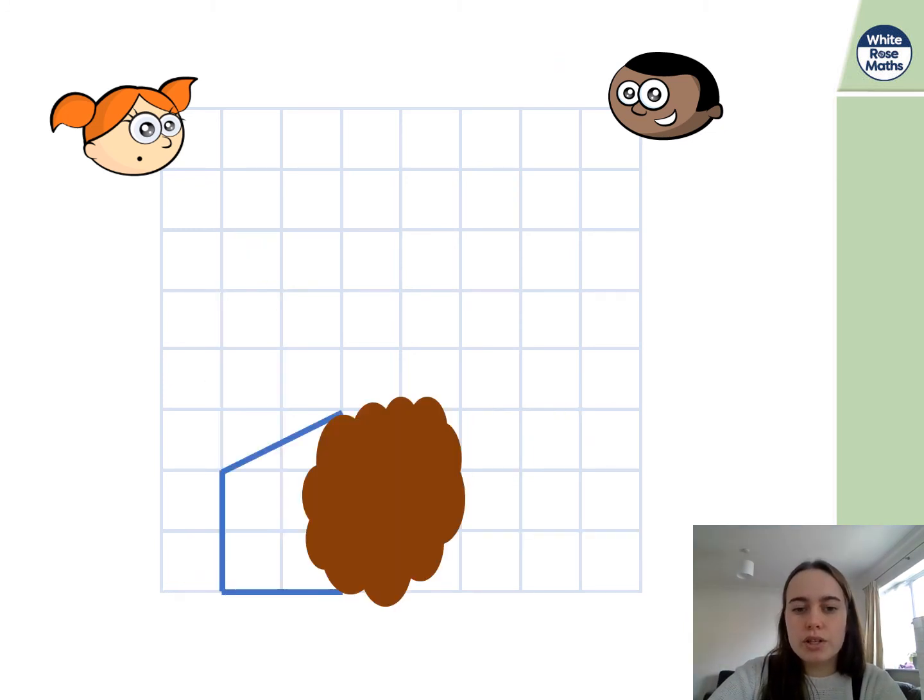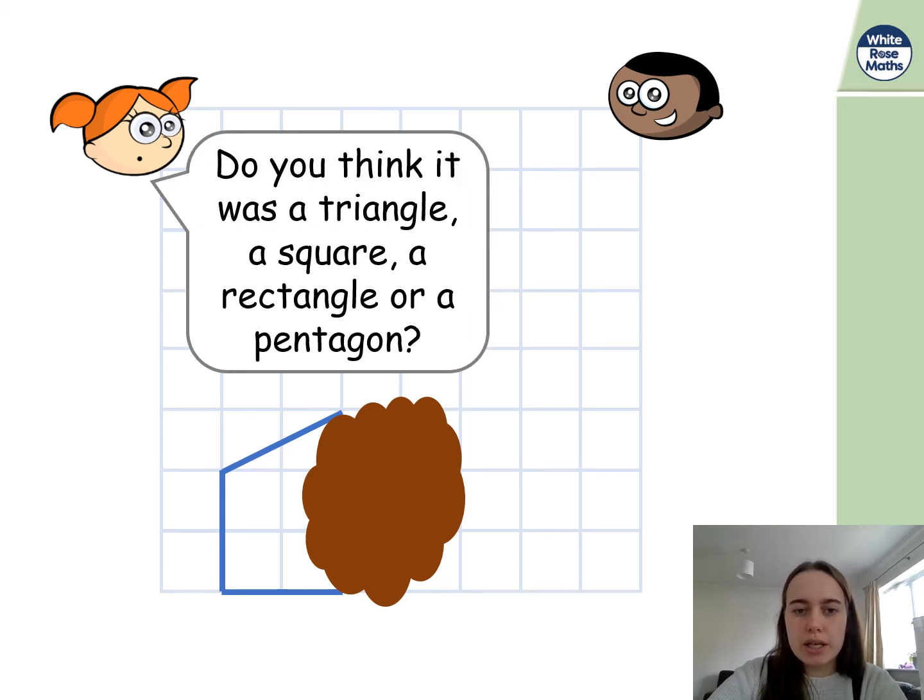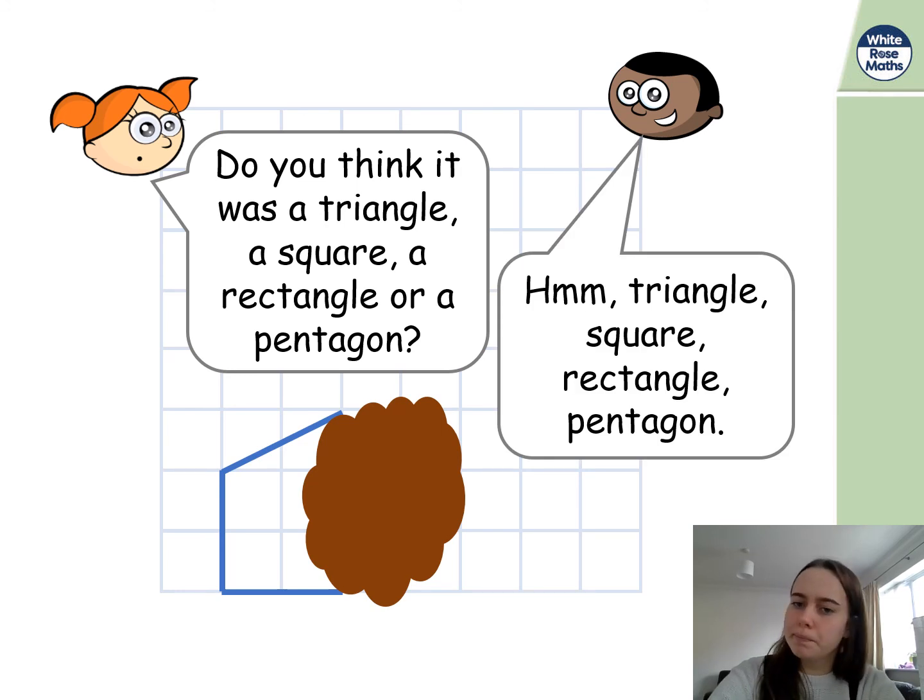Okay, so what do you think this shape might be? A bit of it is being covered. Do you think it was a triangle, a square, a rectangle, or a pentagon? What do you think? Let's see what this boy says. He says, triangle, square, rectangle, pentagon. Let's try out a triangle first. If this was a triangle, we've already got 3 sides and our triangle doesn't join up. There's a whole missing space. So it can't be a triangle.